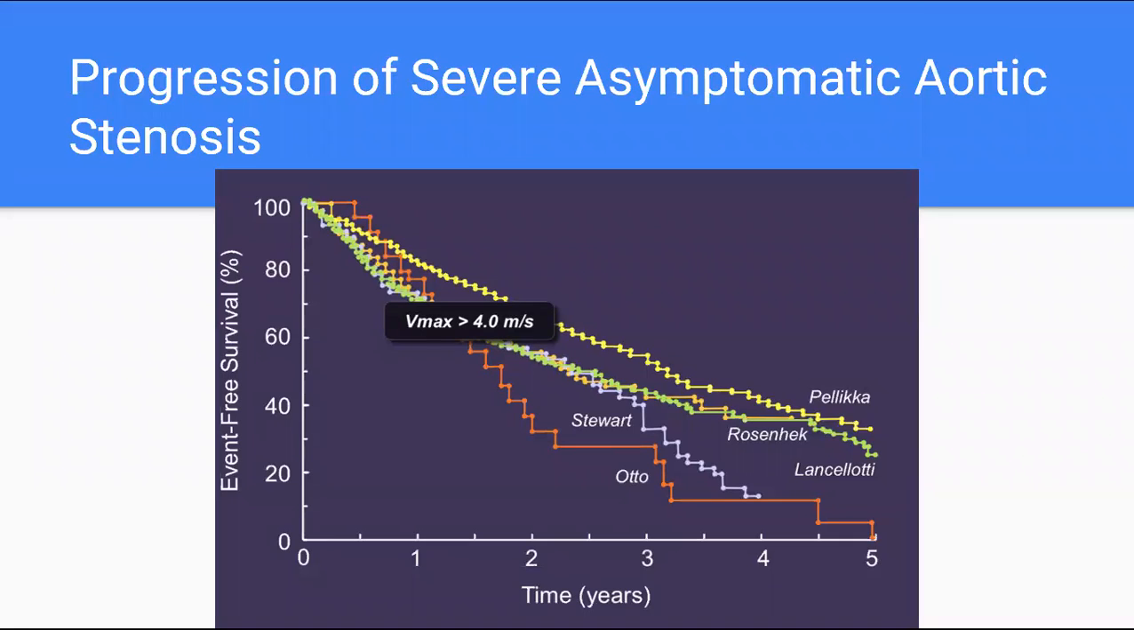Okay, so progression of severe asymptomatic AS. There was a study, actually there were 5 studies done that showed that those with AS with Vmax of greater than 4 meters per second tend to have rapid decline.